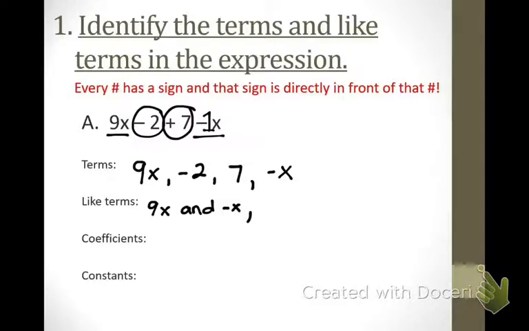There's another set of like terms in there. They're my constants. What are they, Isaac? Numbers that stand alone. Okay, very good. So what are those numbers that stand alone in my original problem? -2 and 7. Very good. -2 and 7. And those are all my like terms.